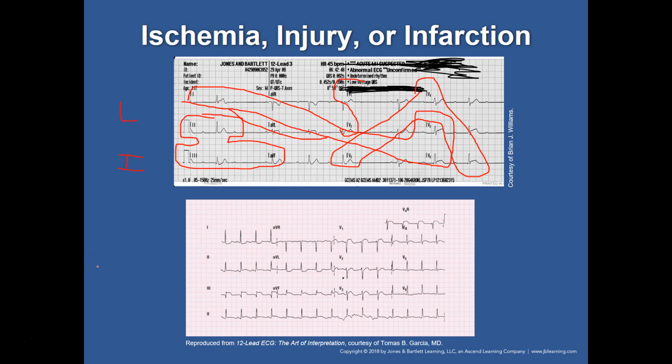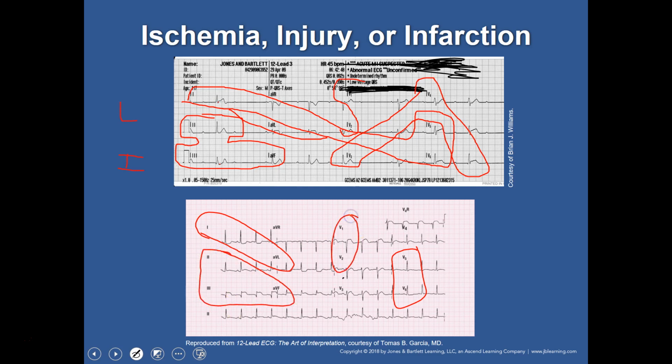See if I can actually write on the board now if I've got it fixed. Let's take a look at our bottom one. Once again, we'll just do it a different way this time. So we'll group them up this way. 1 in AVL, 5 and 6, 2, 3 in AVF, and we got a V4R.